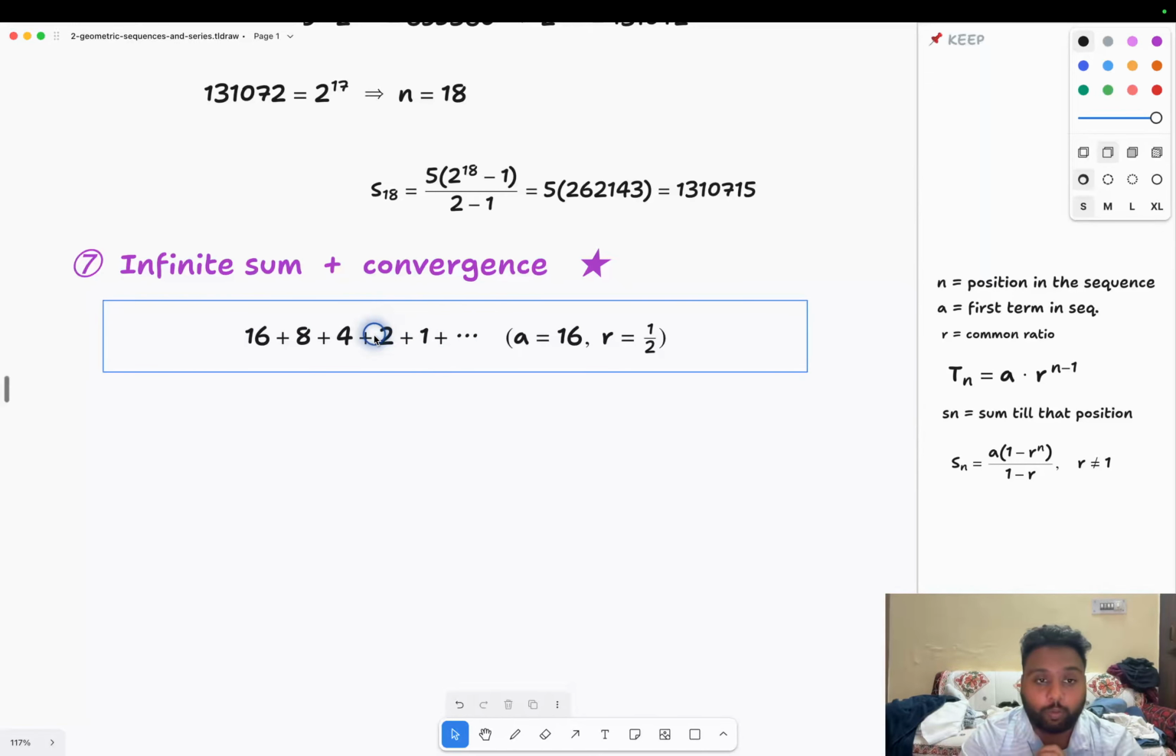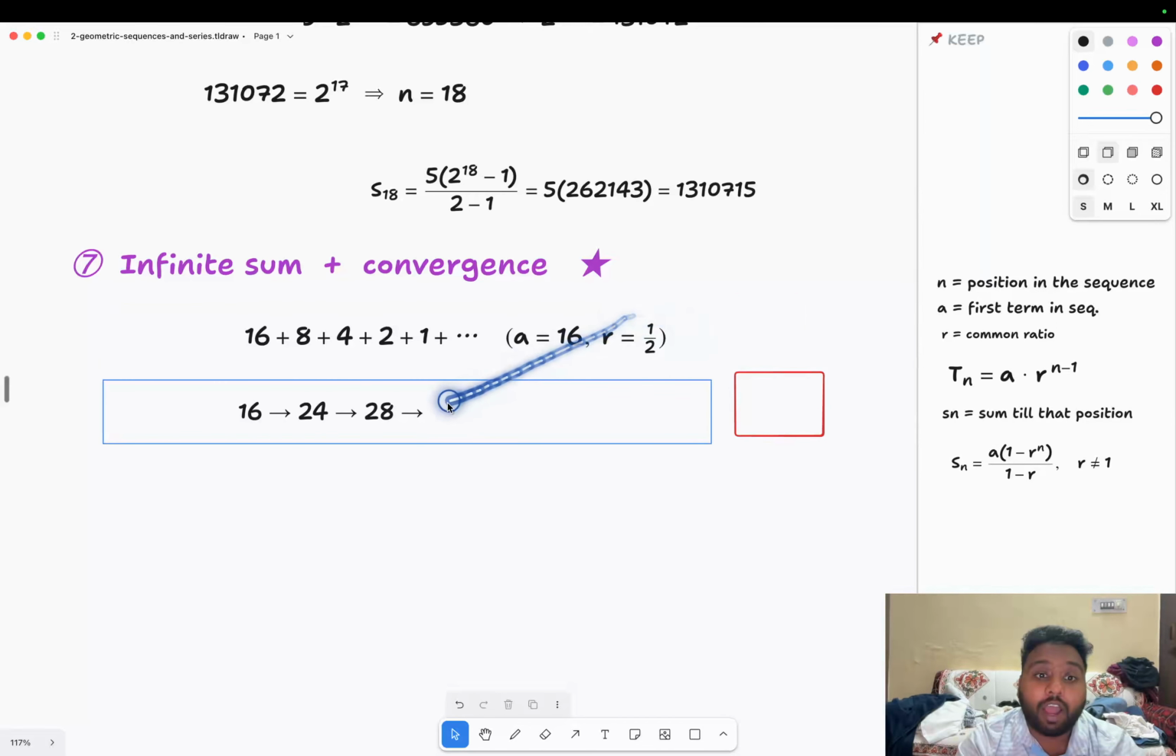If you look at this sequence, the value keeps going down. This is 16, this is 8, this is 4, this is 2, this is 1, and so on. This will be 0.5 and so on and so on. The value will keep going down and down and down. So what I want you guys to realize is, if we look at the sum, it goes from 16 to 24, which is a very big increase. But then the sum also starts increasing very slowly. From 24, it only goes to 28.